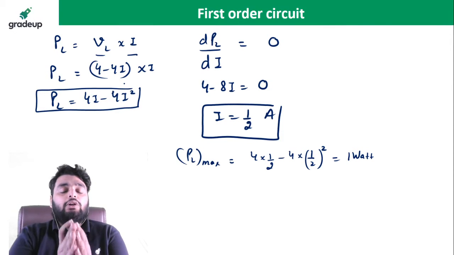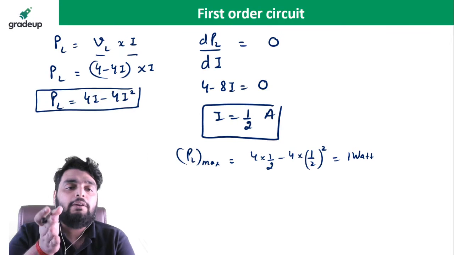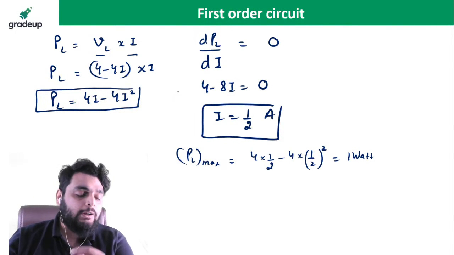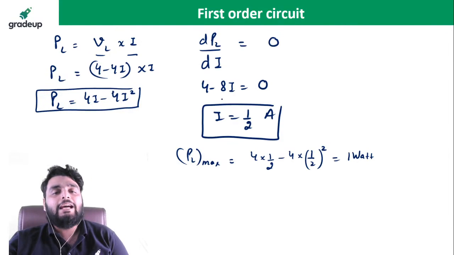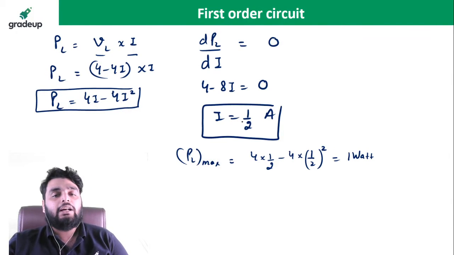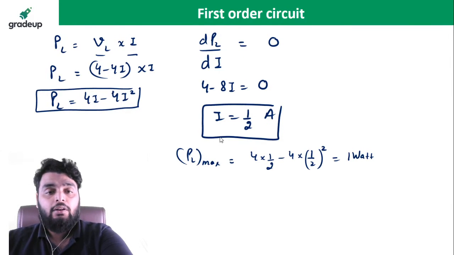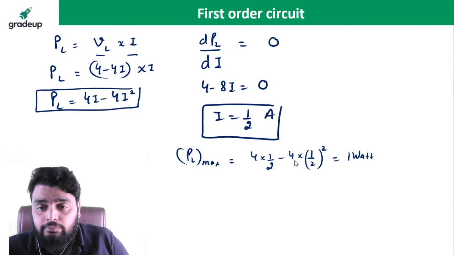So my friends, for getting a maximum power, you need to differentiate the particular equation with the variable. And the variable is what? The variable is current. So you can get it is 4 minus 8i. So current comes out to be 1 by 2 ampere and the power is 1 watt. Okay, so ask your doubts again.